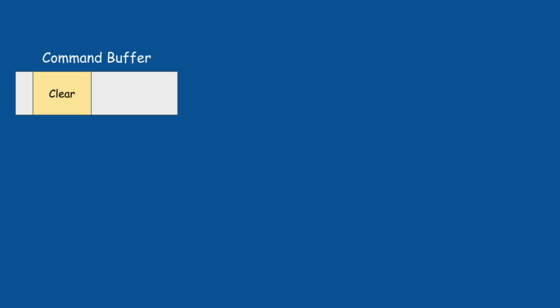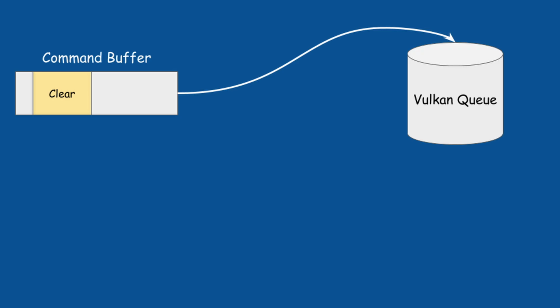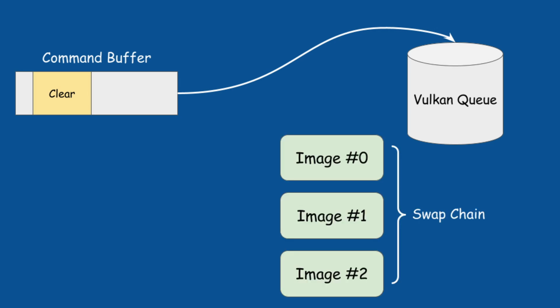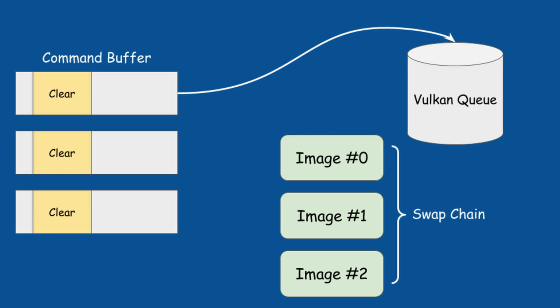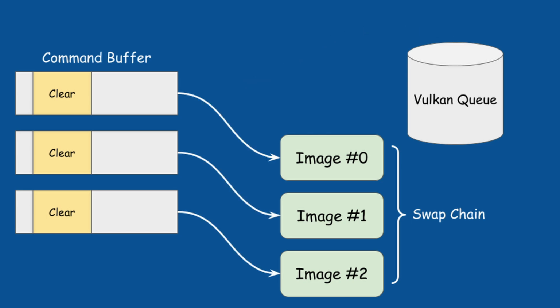in itself doesn't really do anything because we have to submit the command buffer into a VulkanQueue in order for it to start executing. Remember that we usually have 2 or more images in our swap chain to enable double buffering, triple buffering, or even more. We created multiple command buffers, one for each image, to allow the GPU to work on multiple images concurrently.